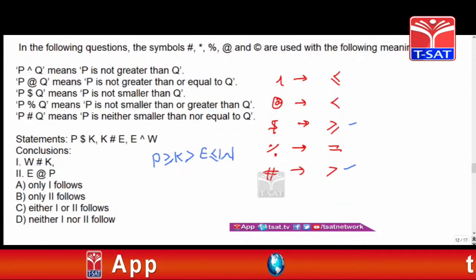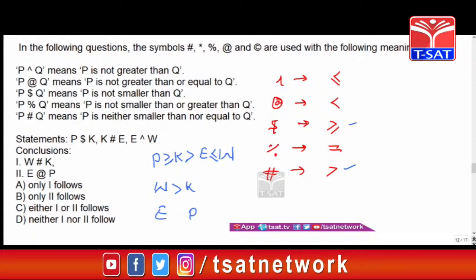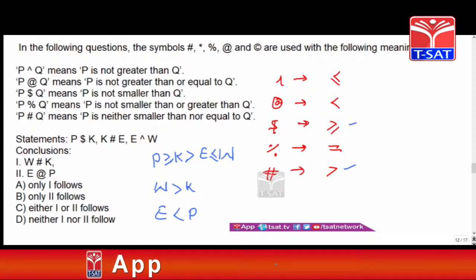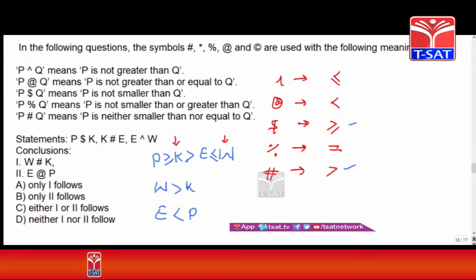See the conclusions here. What are the conclusions? W hash K. What is the symbol of this hash? That is greater than. So this is one conclusion. What is the second conclusion? E and P. E at the rate P. The at the rate symbol is less than. So this is less than. Now from these statements, let's find the conclusions. The relation is between W and K. W is here and K is here, and he is saying that W is greater than K. See, between W and K you have two opposite symbols, one greater than, the other less than. So when you have two such symbols, obviously this conclusion becomes wrong. So this conclusion is wrong.